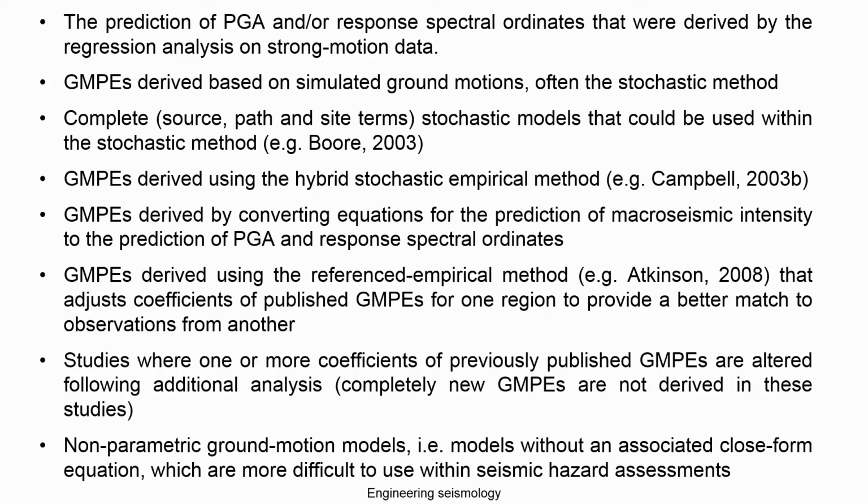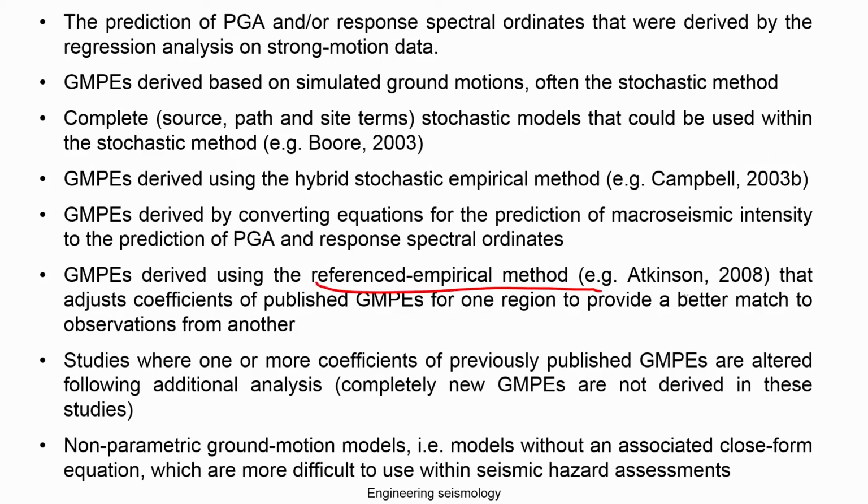So a GMP is derived using the hybrid stochastic empirical model. Basically Campbell was working on that. He gave some kind of GMP, ground motion prediction models, using the hybrid stochastic empirical models. Boore was doing it with the stochastic simulation model. So a GMP is derived by converting the equation and predicting macroseismic intensity. So PGA and response spectrum have also been developed. So a GMP is derived using the reference empirical model.